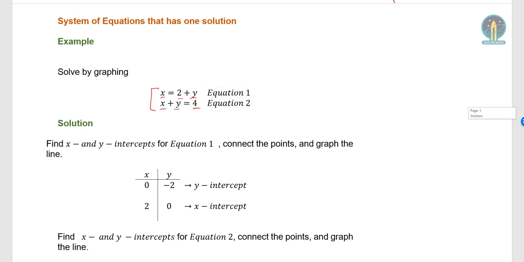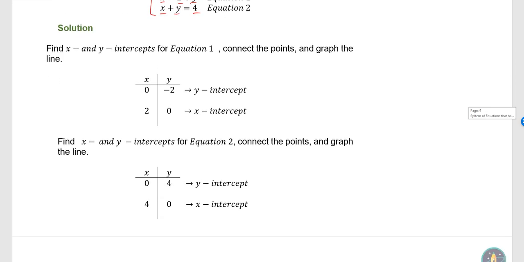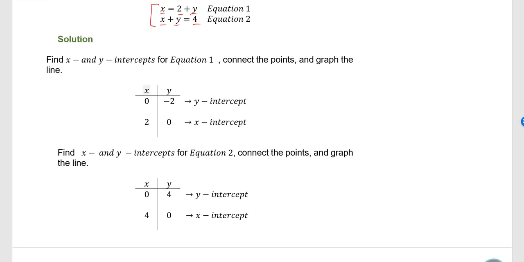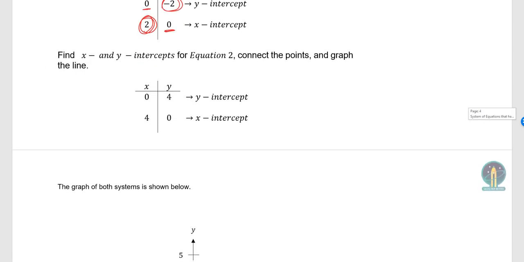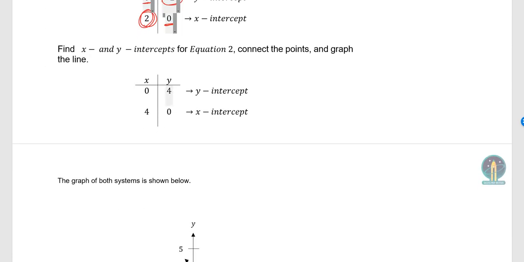So again, we go through the steps of finding the intercepts, right? For equation 1, the x-intercept is found by setting y equal to 0, which gives us 2 for the x-intercept. The y-intercept is found by setting x equal to 0, which gives us minus 2 for the y-intercept. And then we do the same for equation 2 to get the intercepts. So the y-intercept is 4, and the x-intercept is 4.